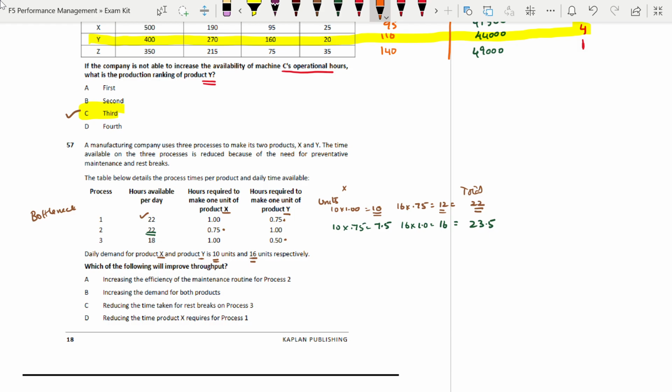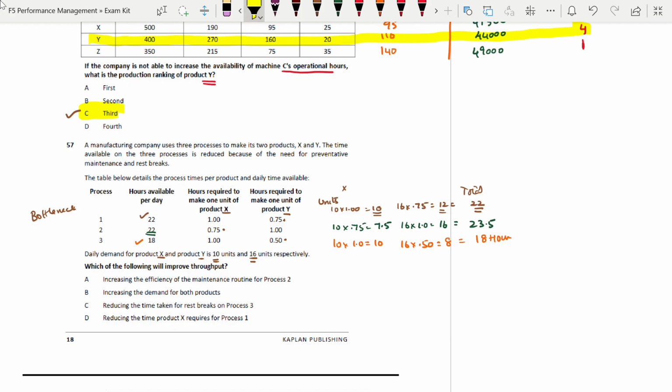Is it right? 18. Okay. How much is that? 10 into 1, it comes to 10 hours. And 16 times 0.5, it comes to 8. Total is how much? 18 hours. Okay, it is also good.